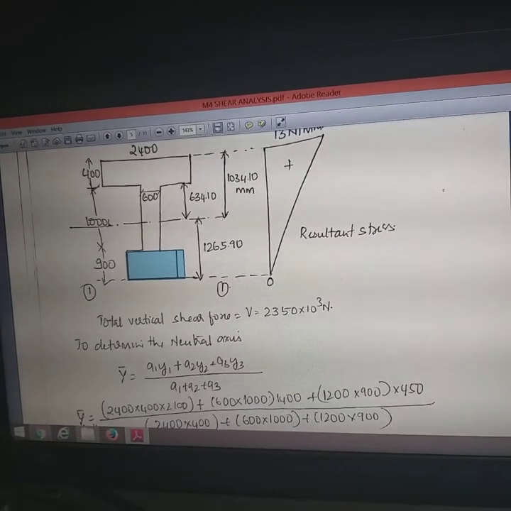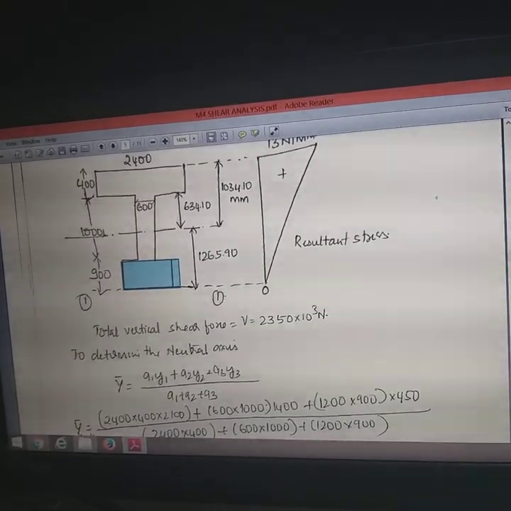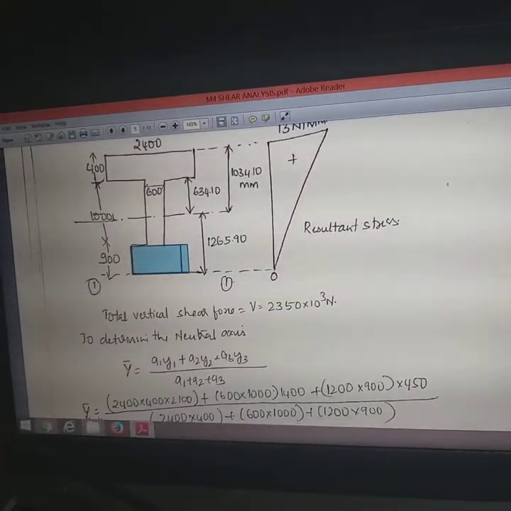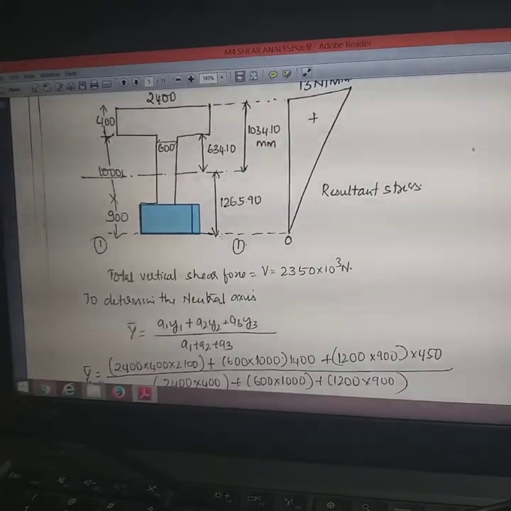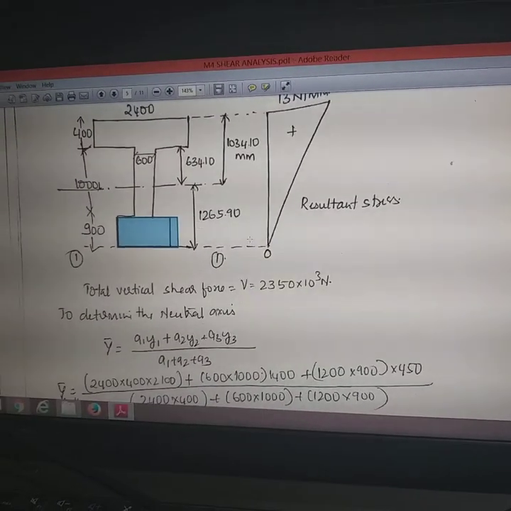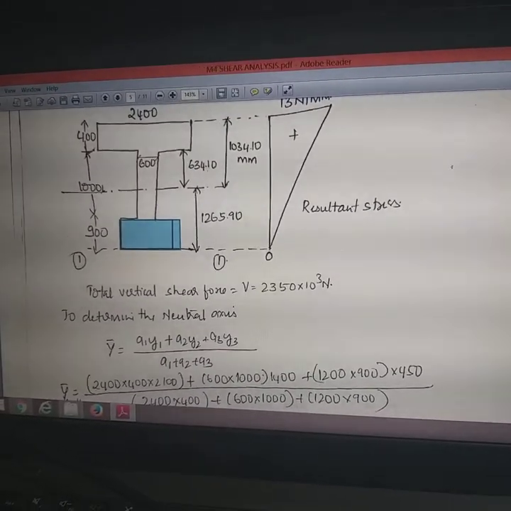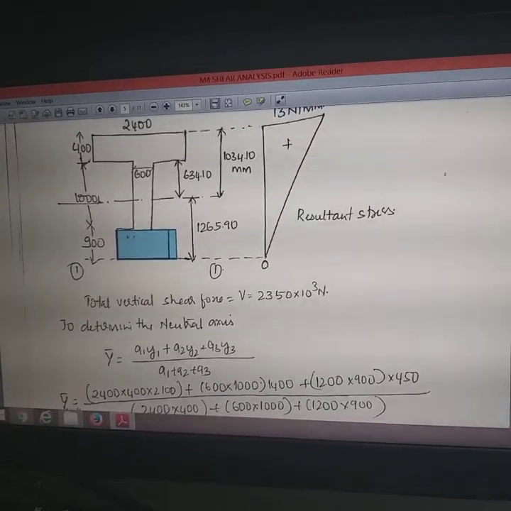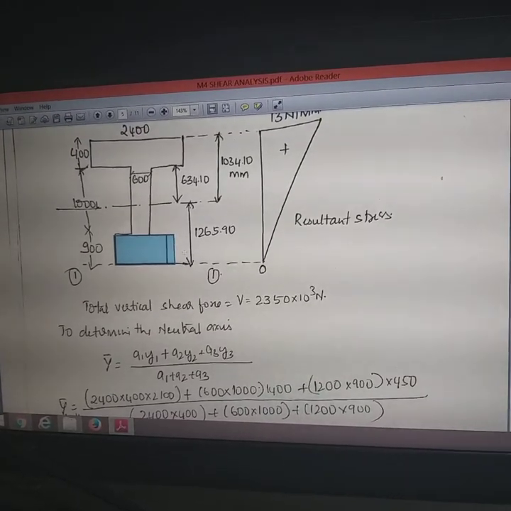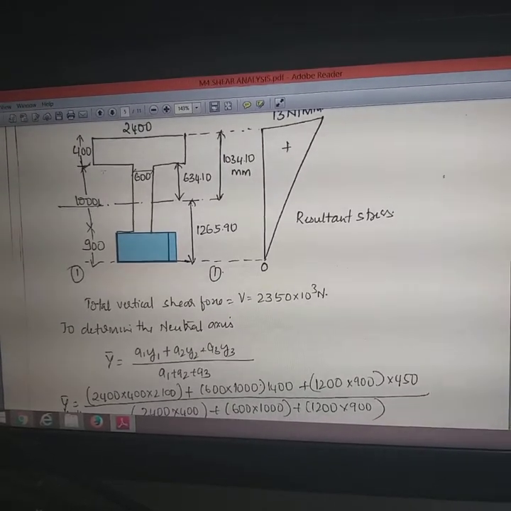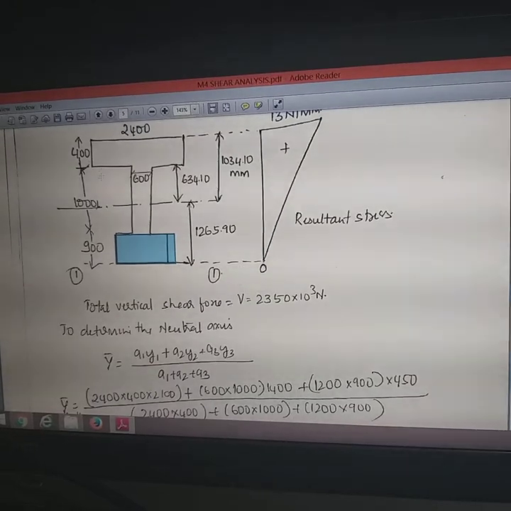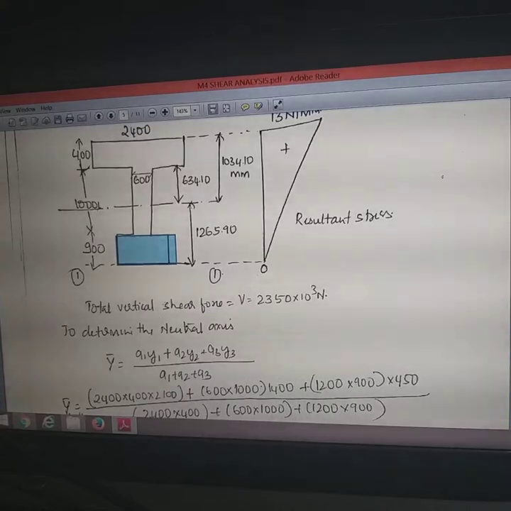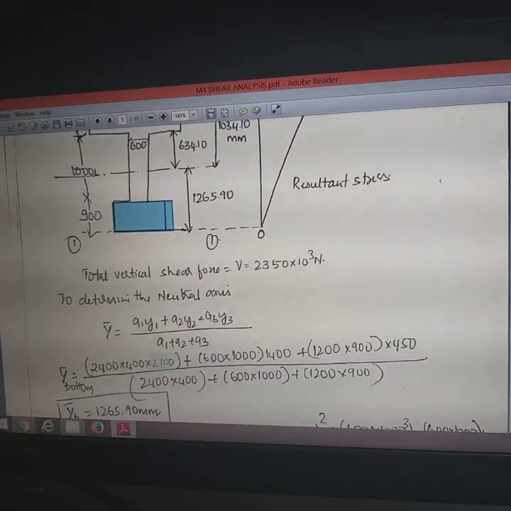A1 is the area of this rectangle, 2400 into 500, and we are considering this centroid with respect to the bottom. Here this is your centroidal axis. So from this centroid to the reference axis, what is the distance y bar? That is 1900. We start at 900 plus 1000 plus the centroid of the rectangular section, 400 by 2, which is 200. That will give you 2100.